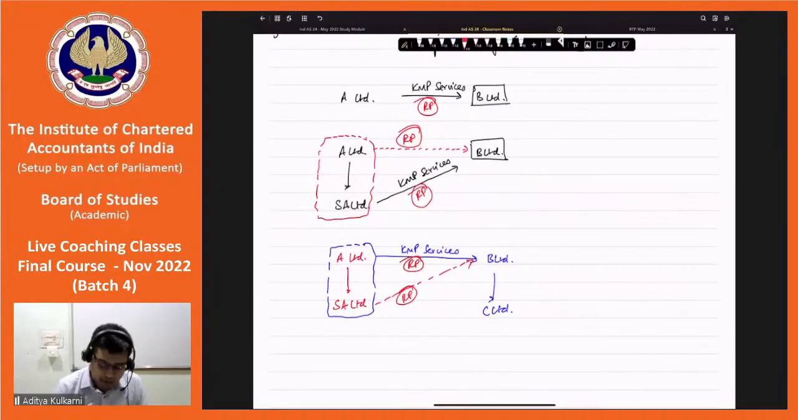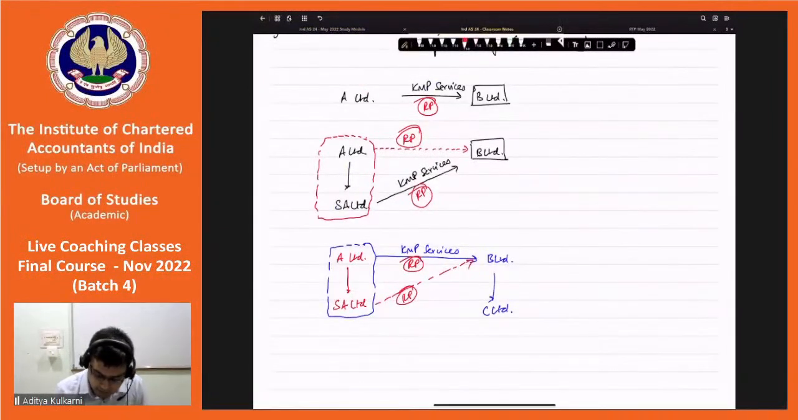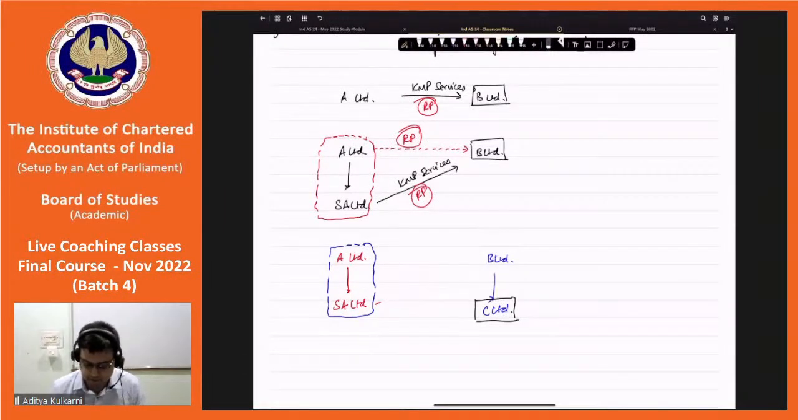But now the important thing is it could be providing personnel services to the reporting entity or to the parent of the reporting entity. So suppose the reporting entity is now C Limited. Let us now modify this. KMP services are provided here. So here, this is a related party, no doubt.